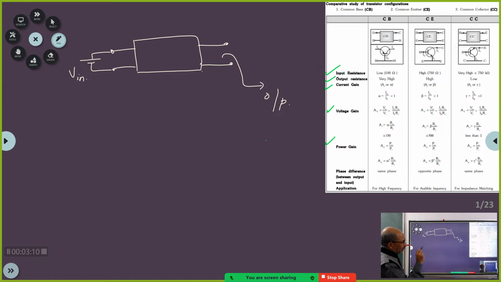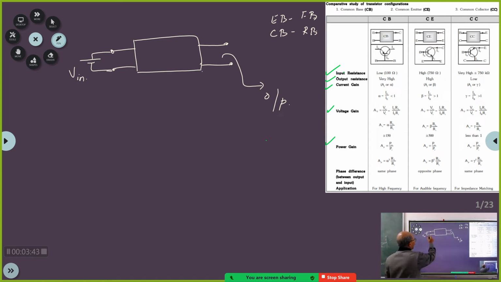Remember, in all these three configurations, we are going to use the transistor as an amplifier. What did I say? As an amplifier. As an amplifier means, quickly your mind should work: the emitter base section is forward biased and the collector base section is reverse biased. Keep this in mind and think about it.